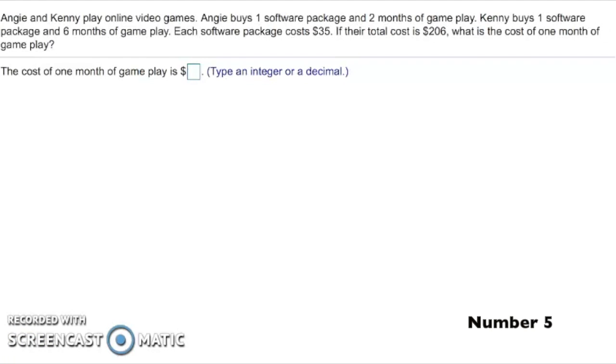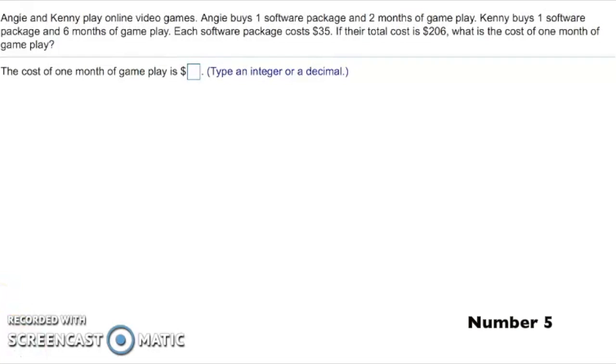Angie and Kenny play online video games. Angie buys one software package and 2 months of gameplay. Kenny buys one software package and 6 months of gameplay. Each software package costs $35. If their total cost is $206, what is the cost of 1 month of gameplay?